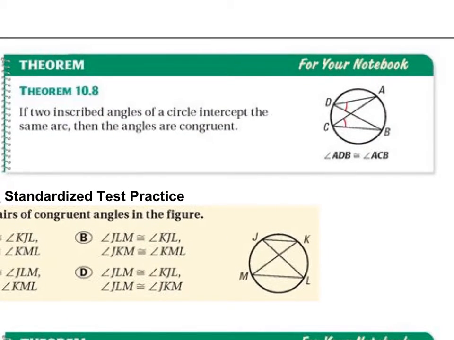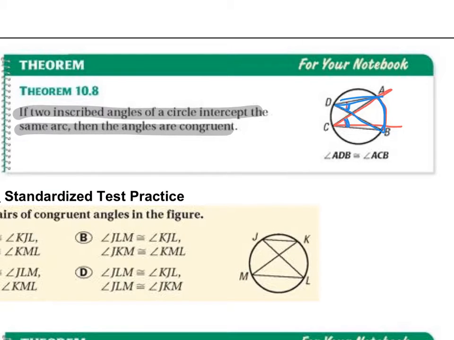So, if two inscribed angles of a circle intercept the same arc, then the angles are congruent. Just to give you a visual here, I don't want a highlighter, I'd like a pen. We have an inscribed angle here that creates this arc, and we have an inscribed angle here that creates that same arc. Those angles have to be congruent.